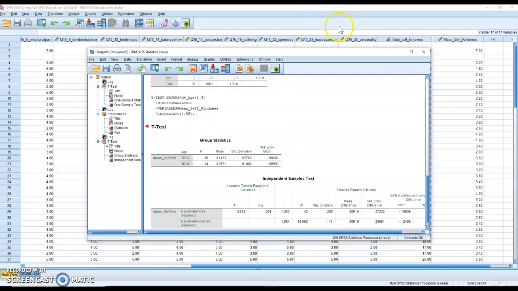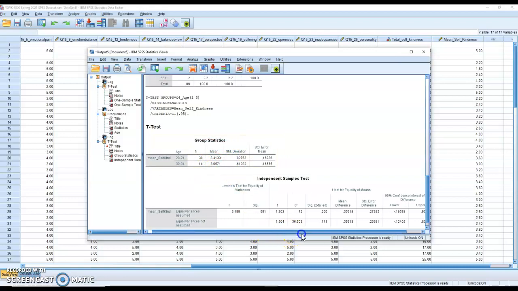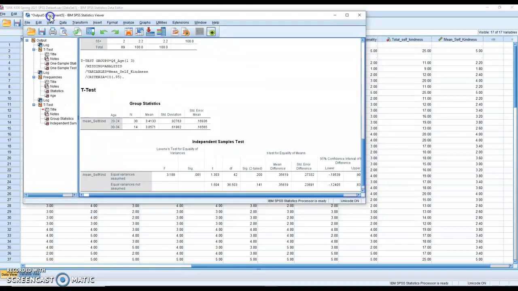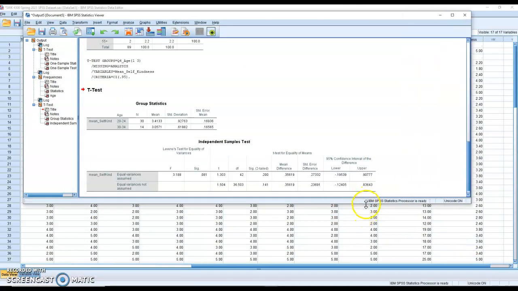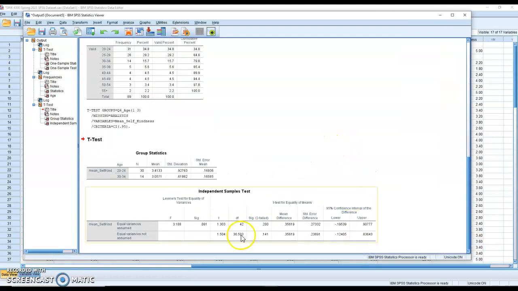So to double check, remember, we were comparing 30 people in this one to 14 people in this one. We see that young people had a higher mean score. Remember, higher scores mean more self-kindness than lower scores. And then down here, I'll make this a little bit bigger so we can see it in one screen. We have the results of our t-test.